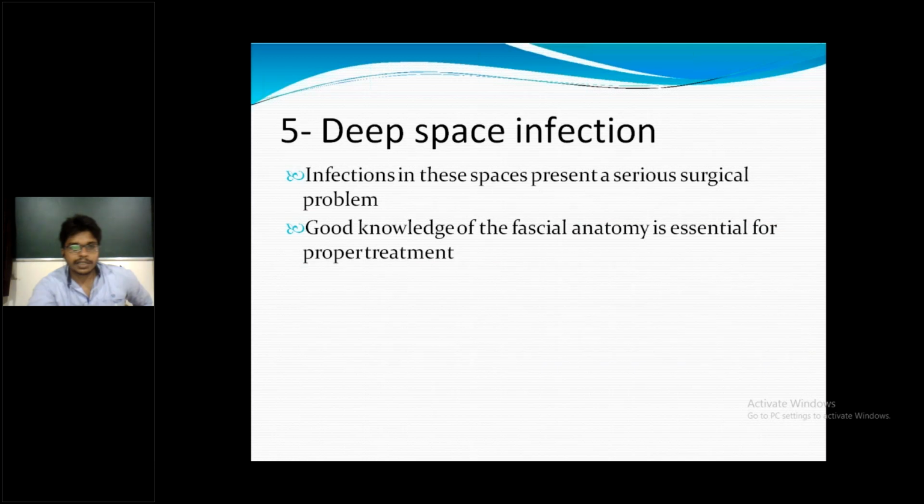Some other deep space infections. Infection in these spaces presents as a serious surgical problem, and you have to know fascial anatomy very properly to treat these infections. Otherwise, you may infect other spaces also. As I have already said, you should not cross the bridges for incisional drainage.